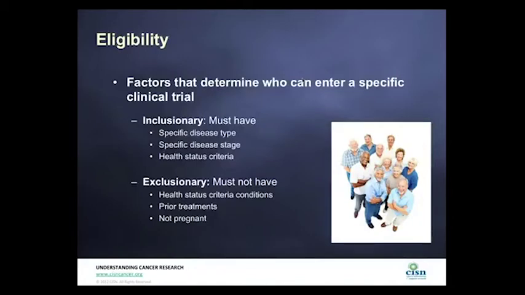So you have to meet inclusionary criteria, and you also have to meet exclusionary criteria. And that means you probably can't have diabetes. You probably can't have a heart condition. There are a whole list of health status criteria that you can't have this, this, this, or that. You probably can't have prior treatment, because then they don't know which one is really working. You can't be pregnant, because they don't want to worry about that. So all of this is eligibility.